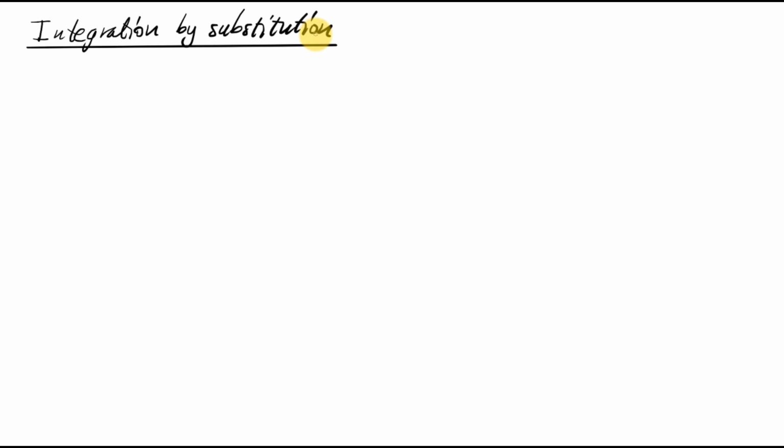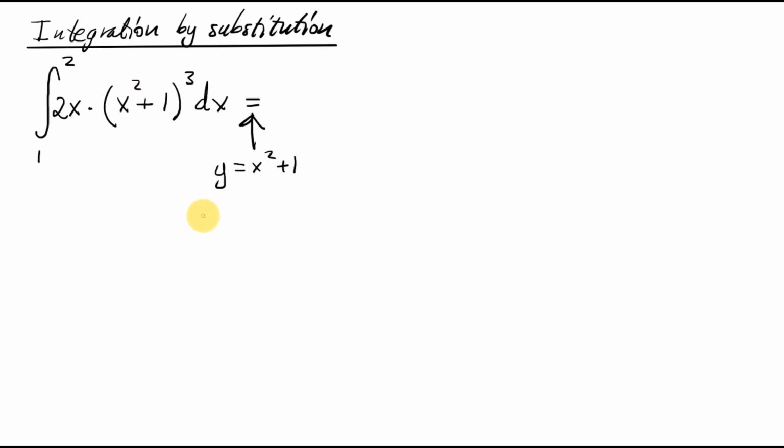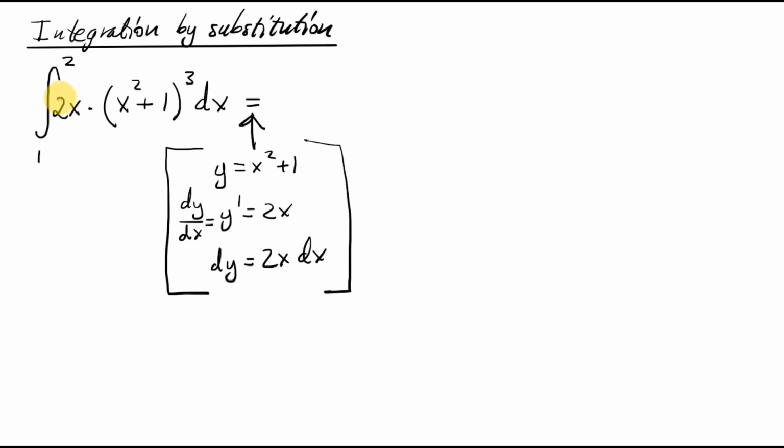For integration by substitution, there are some smaller differences we have to keep track of. So let's take this as an example of doing integration by substitution. Then let's call this y. Then we have that the derivative of y is 2x, which can be written like this. So we have that dy is equal to 2x times dx. And substituting that in here, we see that 2x times dx can just be replaced by dy. And this one is just y to the power of 3.